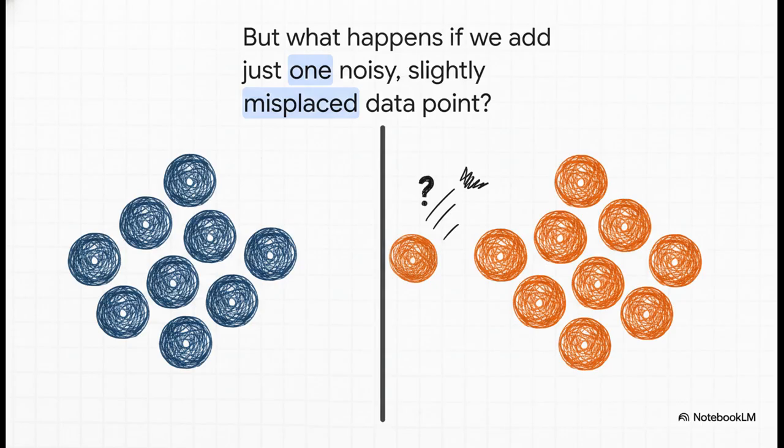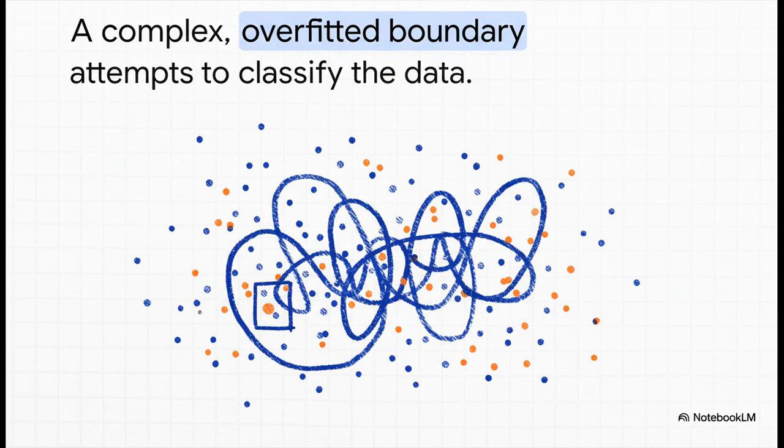So what happens when just one data point is slightly out of place? Just one little orange dot on the wrong side of the tracks. Because ERM treats every single point as the absolute truth, it will literally bend over backwards to correctly classify that one noisy point. Suddenly, our simple, elegant line is gone, and it's replaced by this complex, twisted boundary. This is a classic case of what we call overfitting, and it's a total disaster. Sure, this new model might be perfect for the training data, but it's going to be terrible at classifying any new data it hasn't seen before.